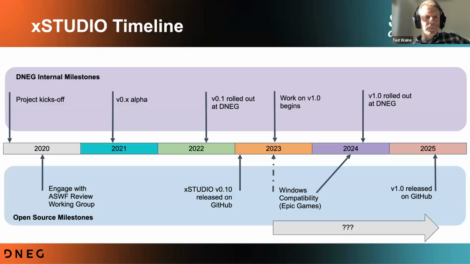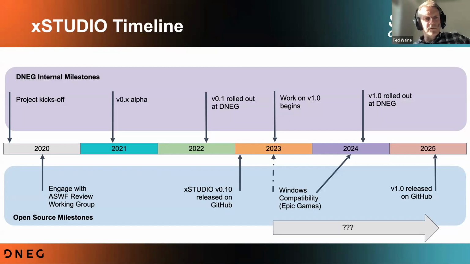So I'm going to do a quick recap of the project history to finally set the scene. xSTUDIO started as a DNEG internal project to improve our playback and review capability in early 2020. And during that year, we started attending the ASWF working group meetings on review, which would later result in the founding of the OpenRV initiative. And by mid 2021, we'd started testing an alpha version.